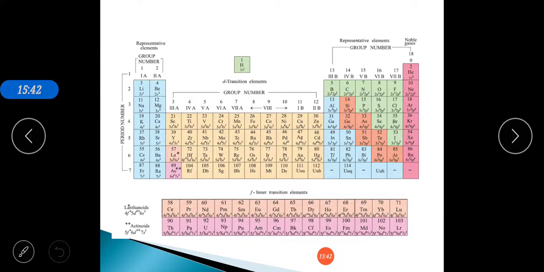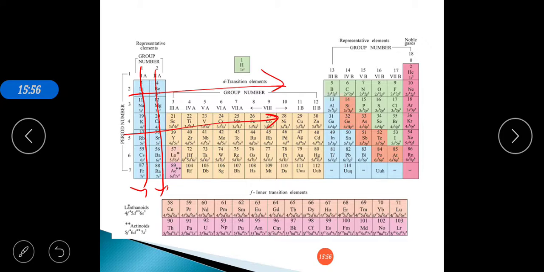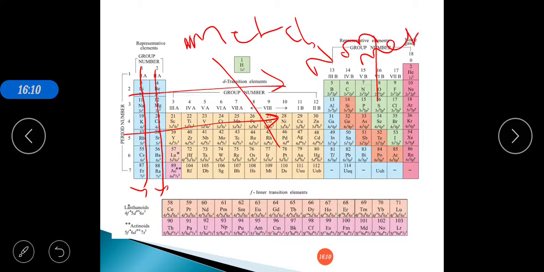This is the modern periodic table. It has 18 groups, vertical columns, and 7 periods. Most of the elements are metals. On the left-hand side, these are metals. These are non-metals, and between these two are the metalloids. Metalloids have properties of both metals and non-metals.